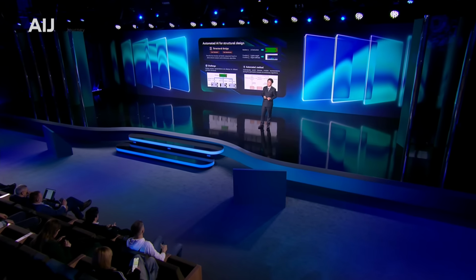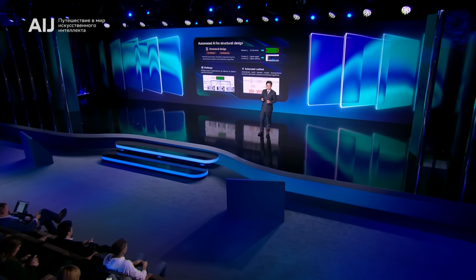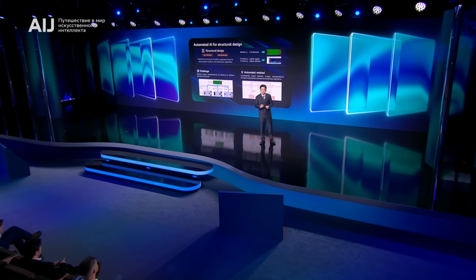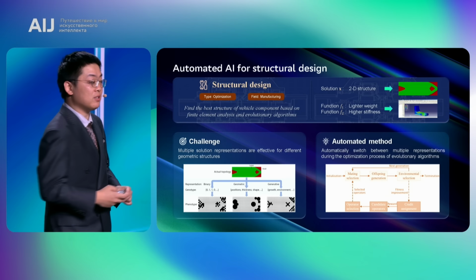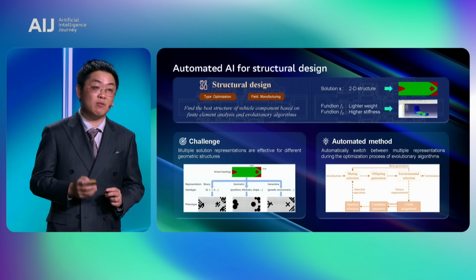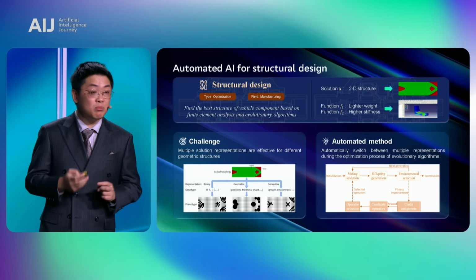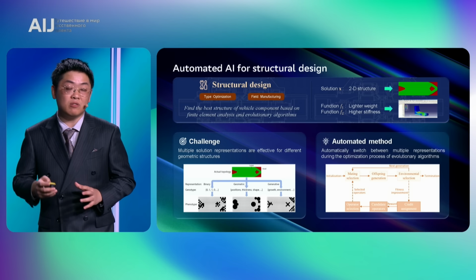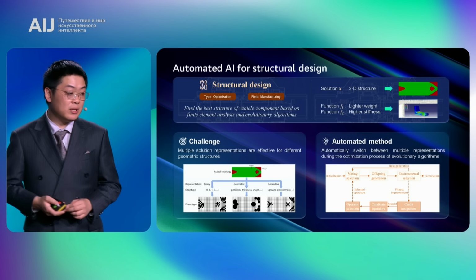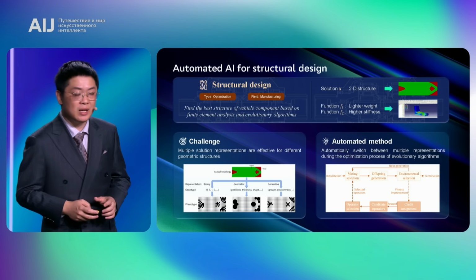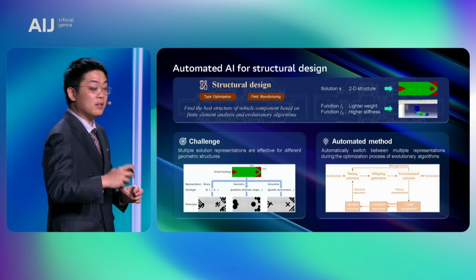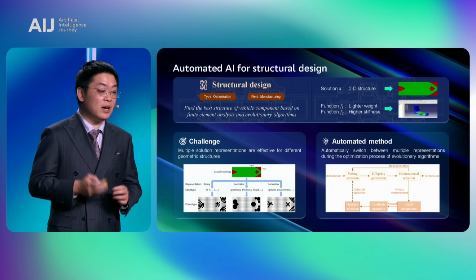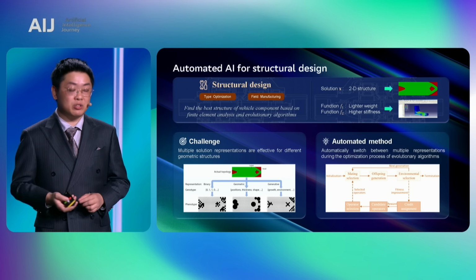The next problem is structure design. This problem aims to find the best structure of vehicle components based on finite element analysis and evolutionary algorithm. It's also an important optimization problem in the field of manufacturing, where the solution can be a two-dimensional structure, and the objective functions contain lighter weight and higher stiffness of the structure.